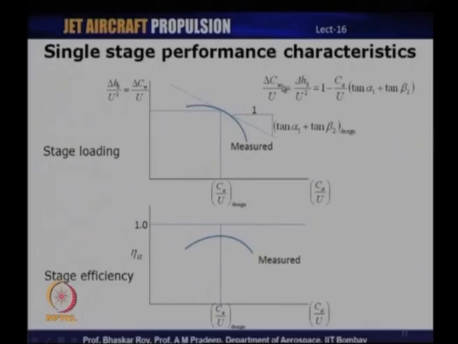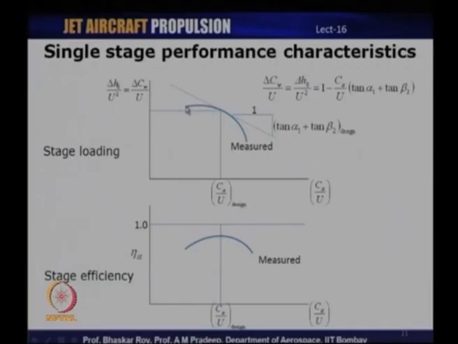So, delta C W by u is equal to delta H naught by u square, that is 1 minus C A by u into tan alpha 1 plus tan beta 2. So, if we were to plot this for different values of the flow coefficient C A by u, as we keep changing the flow coefficient, what happens to this loading characteristic.